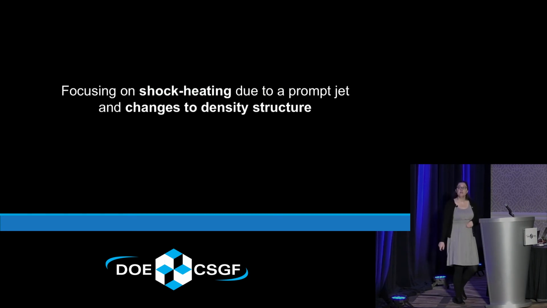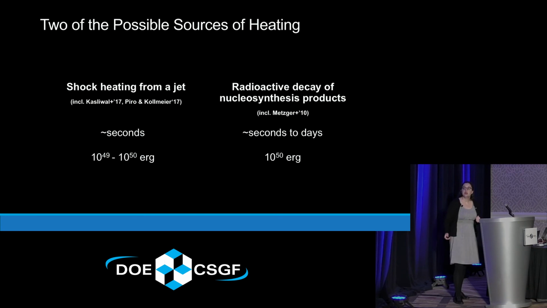And in particular, I've been looking at the effects of shock heating due to a prompt jet plowing through this expanding material that's been flung out in the merger. And I'm also looking at the effects of how changes to the density structure induced by the jet affect the light that we see from these events. So broadly speaking, this type of transient can be powered by two possible sources of heating.